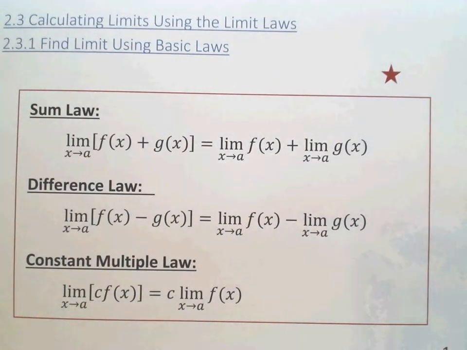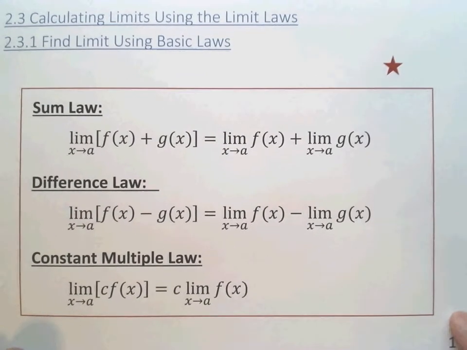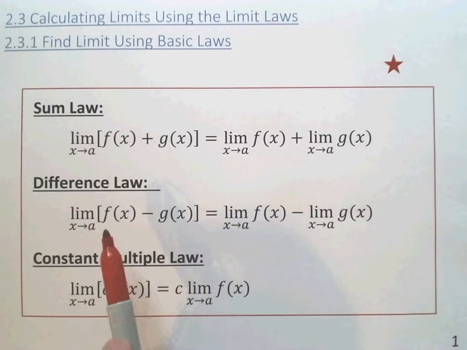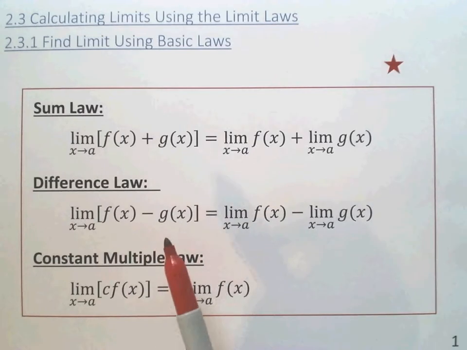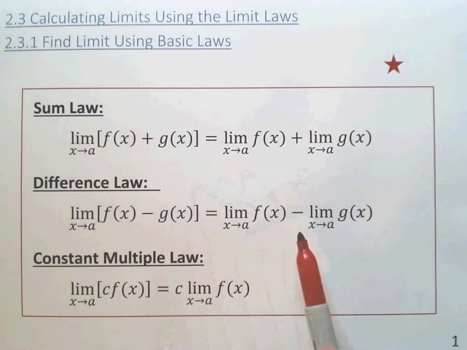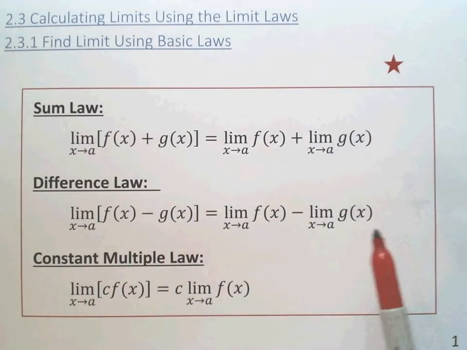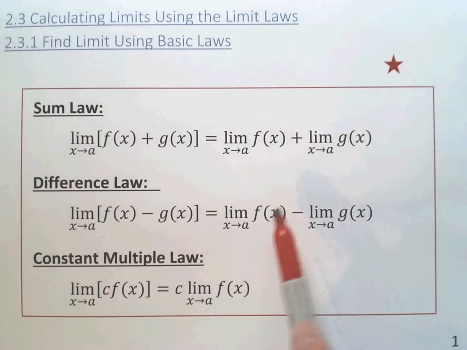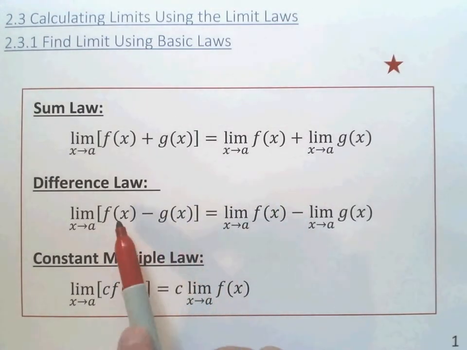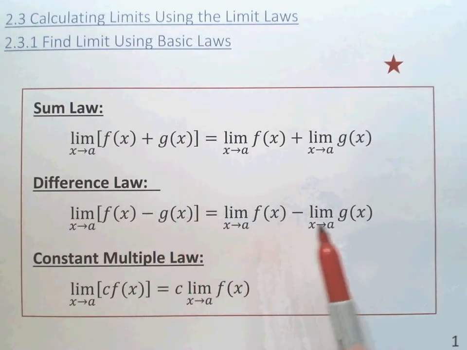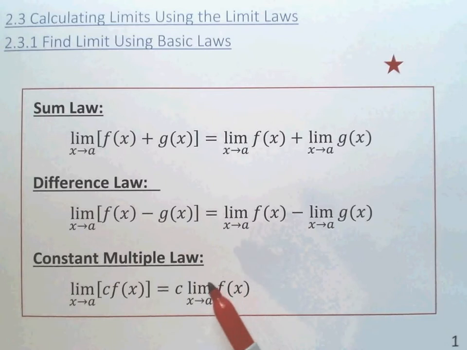So that's the first. How about the second? The second is similar. This is the difference of two functions. The limit of the difference equals the difference of the limits. You can imagine it's the same. If f(x) approaches a number and g(x) approaches a number, the difference of course approaches the difference of the two numbers.